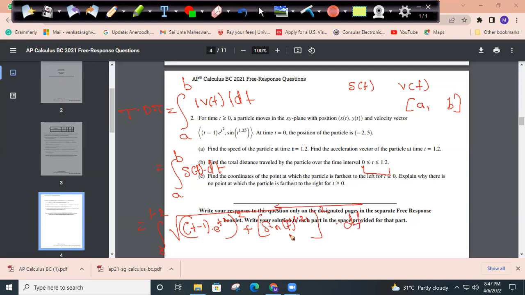You just plug it in. You cannot integrate this with your brain. You just integrate this function in your calculator and you'll get the answer in seconds. You'll see wonders. You are not required to do anything else. You just need to know this simple formula: total distance traveled by an object is given by the integral from A to B of s of t dt, or modulus of v of t dt. If you know this simple formula, you can happily find the total distance traveled by the object.